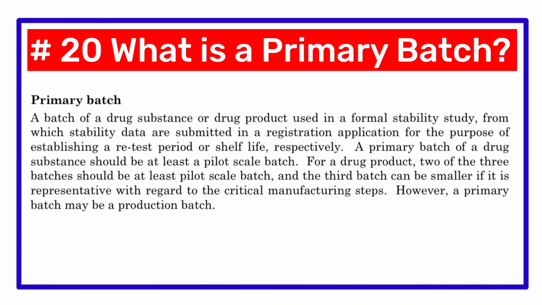And one more important thing you can remember about the primary batch, that a primary batch of a drug substance should be at least a pilot scale batch. For a drug product, 2 of the 3 batches should be at least pilot scale batches, and the 3rd batch can be smaller if it is representative with regard to the critical manufacturing steps. However, a primary batch may be a production batch.